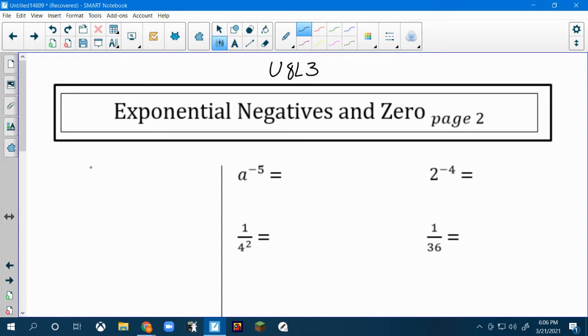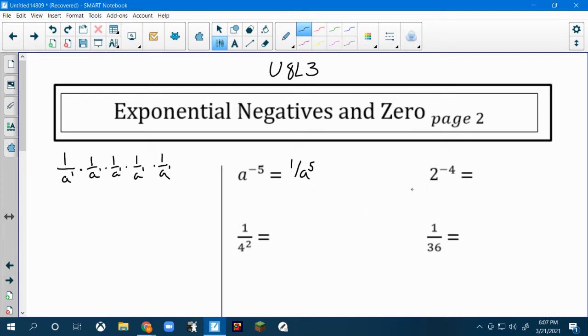A to the negative fifth. If you recall from our board work, a to the negative fifth is going to be 1 over a times 1 over a times 1 over a, and I'm going to do that 5 times. That's 4 times, that's 5 times. If I simplify that out, I would do a times a times a times a. That's a to the first. And when we multiply our exponents, remember we add them up. 1, 2, 3, 4, 5. I have 5 a's, so it'll be a to the fifth. 1 over a to the fifth. That's as easy as it is.